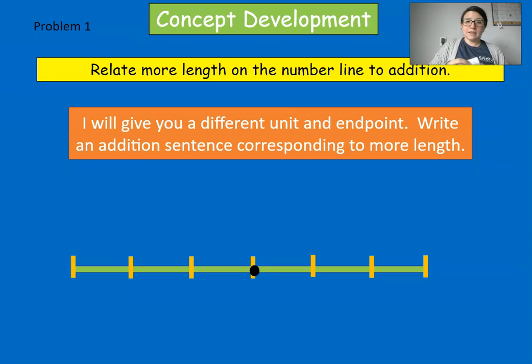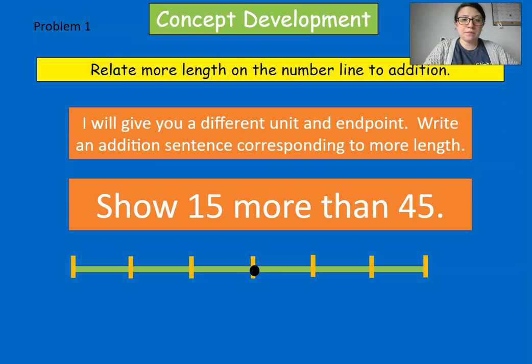I want you to write an addition sentence to match how much more length I'm telling you to add. So I want you to show 15 more than 45. So on your number line, you're going to start at 45. We want to add 15 more. Now, I'm going to count by 5s to add 15 more. If I'm adding 15 more, I know 5, 10, 15 is going to be there. So I'm going to count by 5s to get from 45 to my next endpoint.